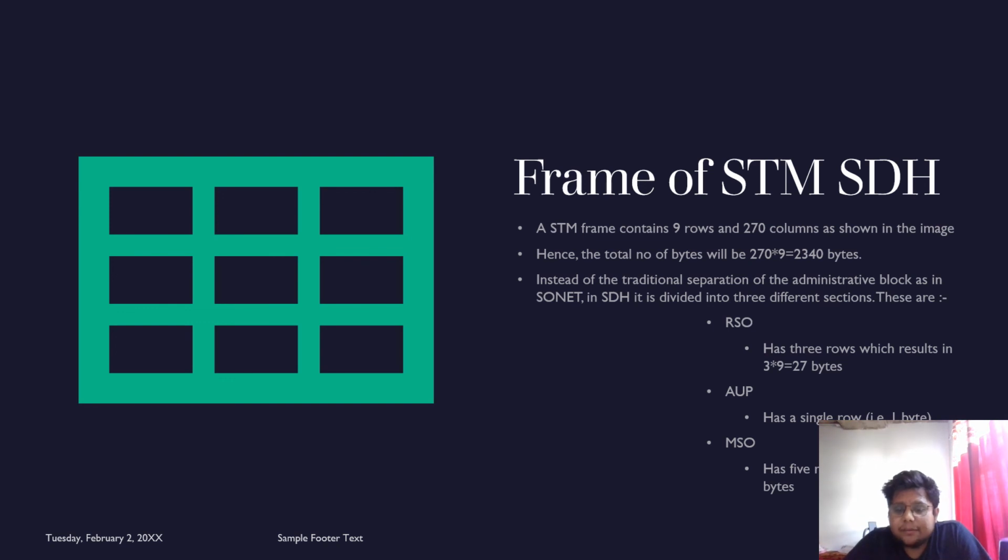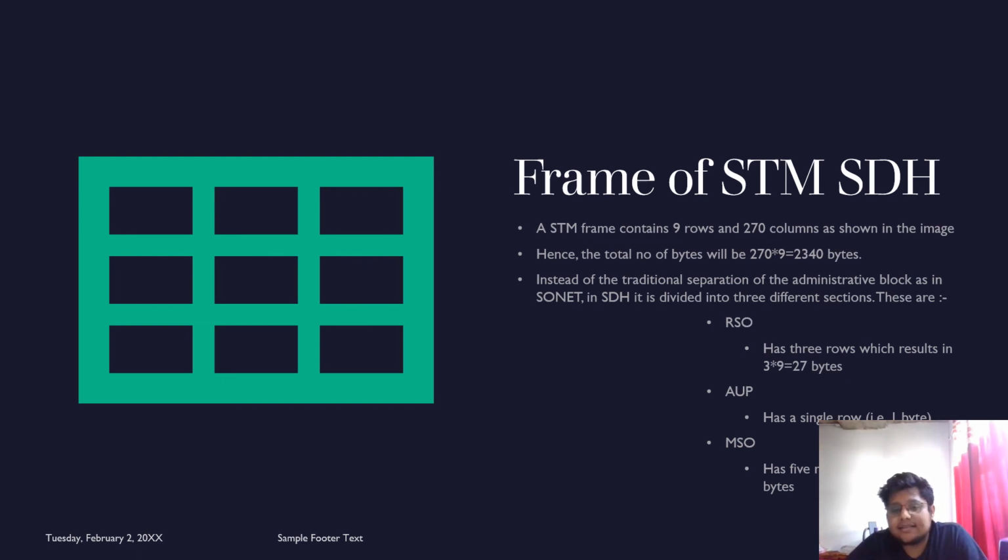If an STM frame contains 9 rows and 270 columns as shown in that image, then the total number of bytes transferred will be 2340 bytes. The amount we received in the SONET system was, with 9 rows, a total of 81 bytes. Yes, the difference here is stark.